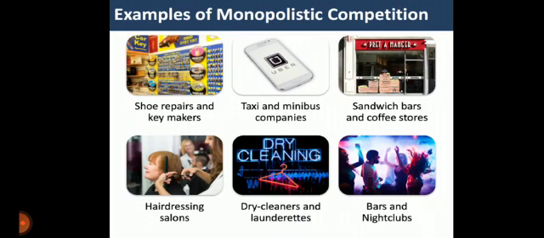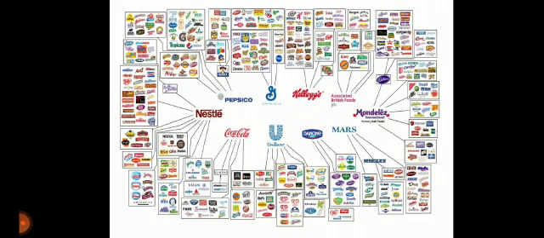Examples of monopolistic competition are shoe repairs and key makers, taxi and minibus companies, sandwich bars and coffee stores, hairdressing salons, dry cleaners and laundries, bars and nightclubs, where every single entity is offering a different set of services that other people find very hard to imitate. And these are the companies which are still prevailing in the market, like Kellogg's, PepsiCo, Nestle, Coca-Cola, Unilever, Mars, and Associated British Foods, etc.